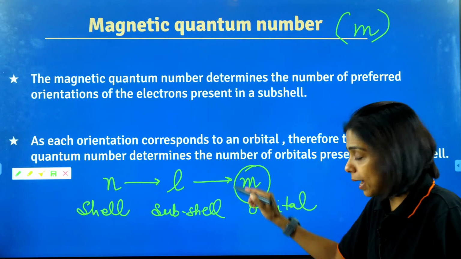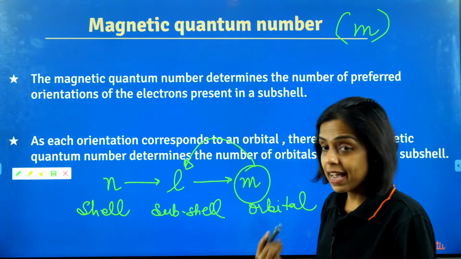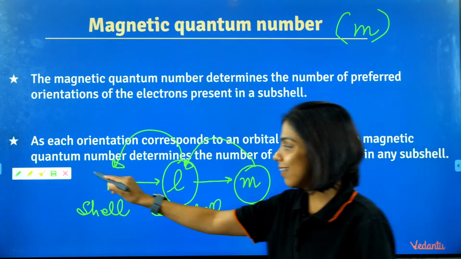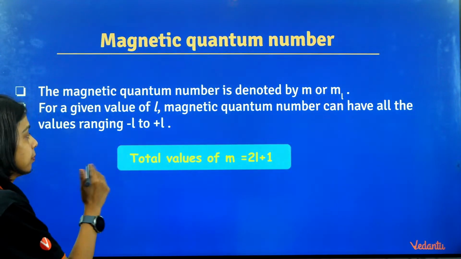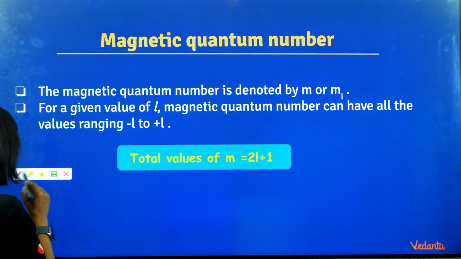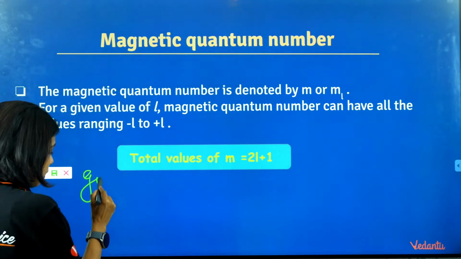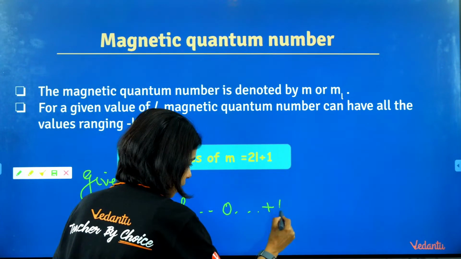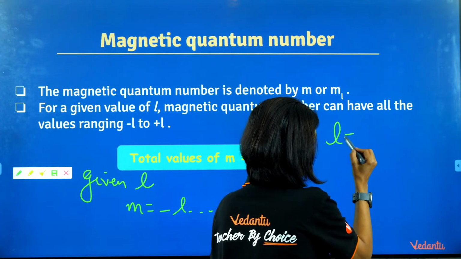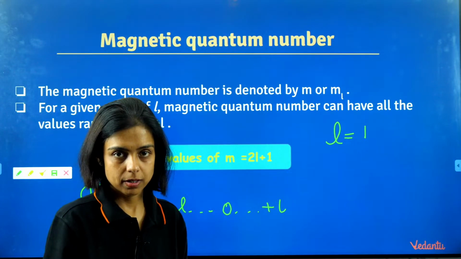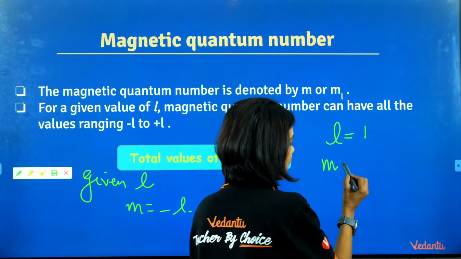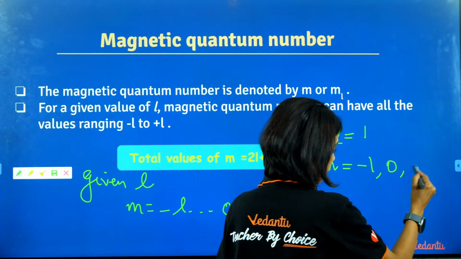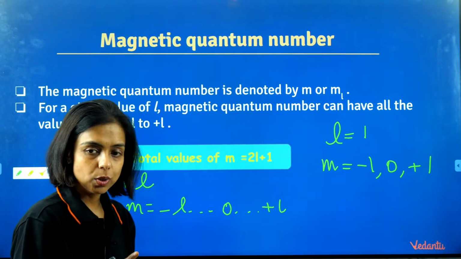So the value of M depends upon the value of L. As I already told you, the value of L depends upon the value of N, right? So now let's see what the value of M is for a given L. For a given L value, the M value goes from minus L up to 0, then up to plus L. For example, your L value is 1. That means P subshell. What are the possible values of the magnetic quantum number? You will go from minus L to plus L with 0, right? Minus 1, 0 and then plus 1.